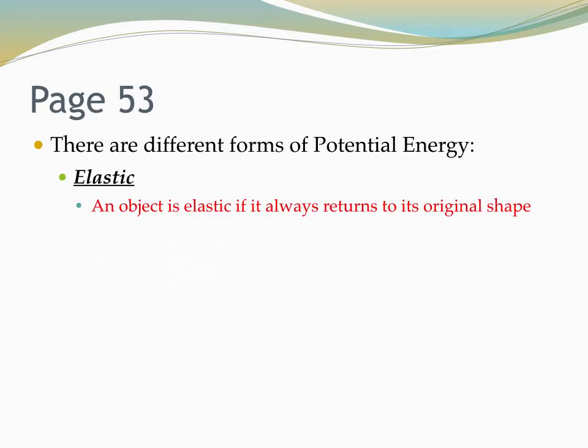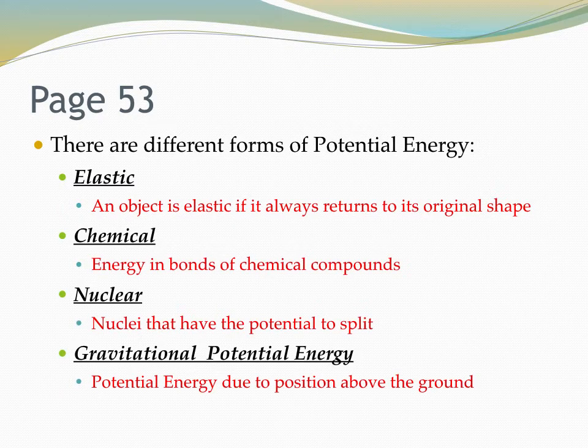Now, there are different forms of potential energy. We have elastic. That's an object is elastic if it always returns to its original shape. Please copy this red stuff down in your notebooks. We have chemical. That's energy in bonds of chemical compounds. We have nuclear. That's nuclei that have the potential to split.